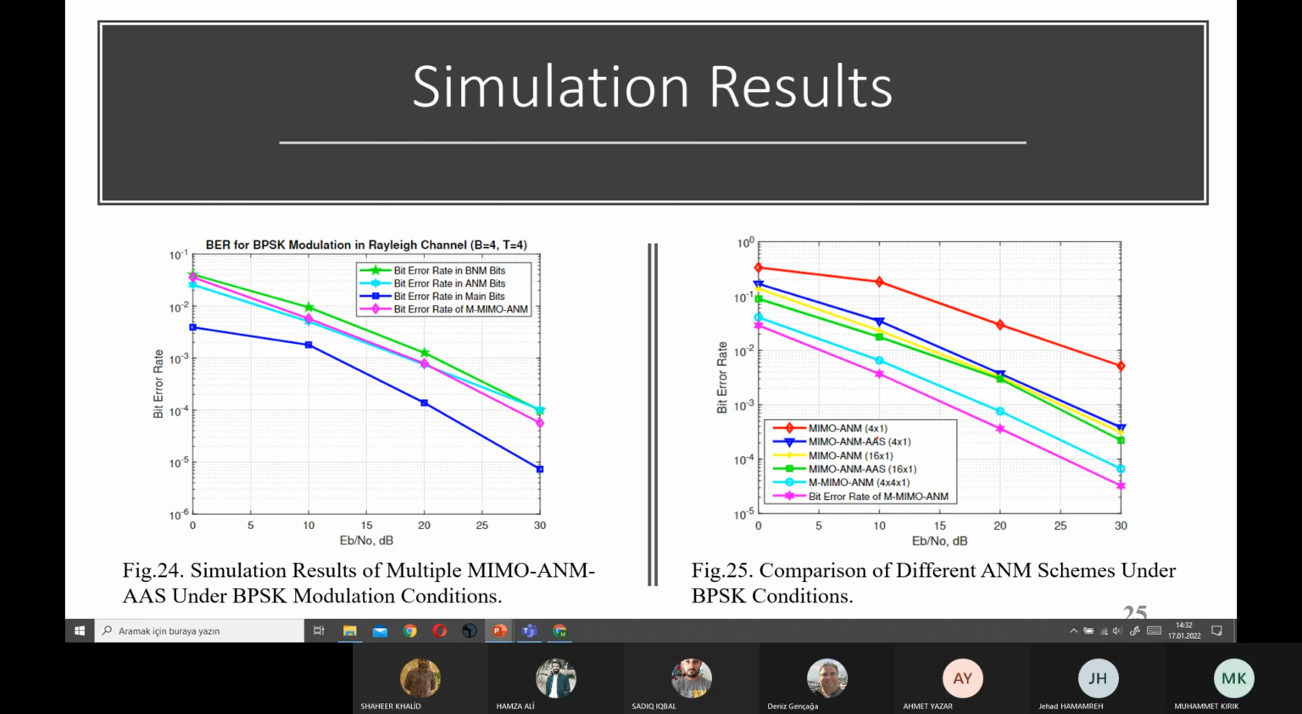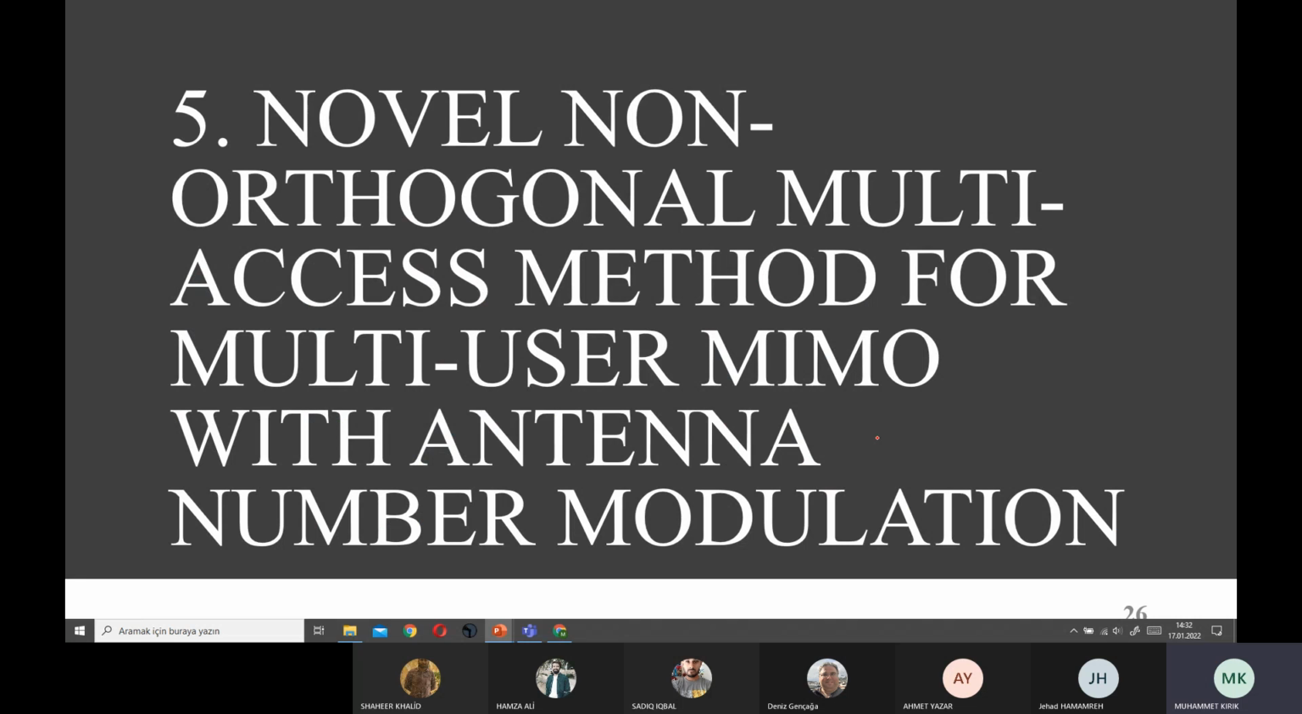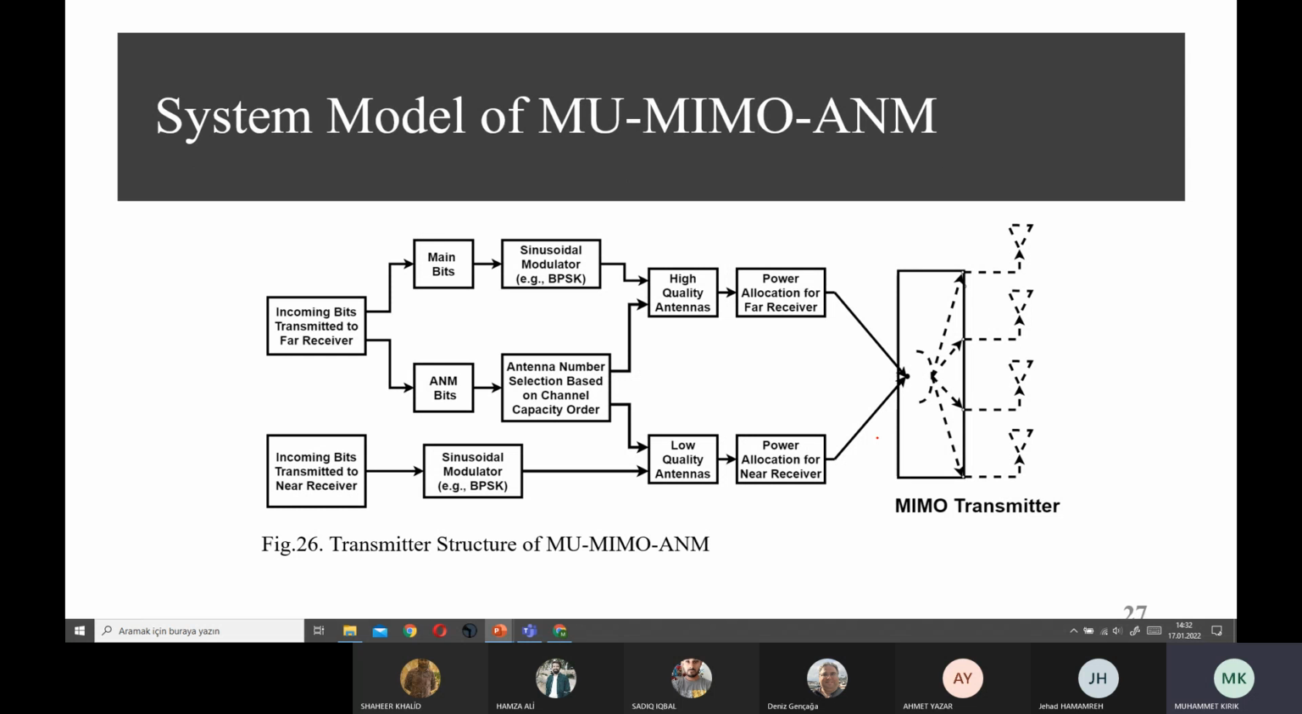So after this point, we are now introducing the main contribution of this thesis, the multi-user application of the multiple input, multiple output systems. So now I can talk about it.